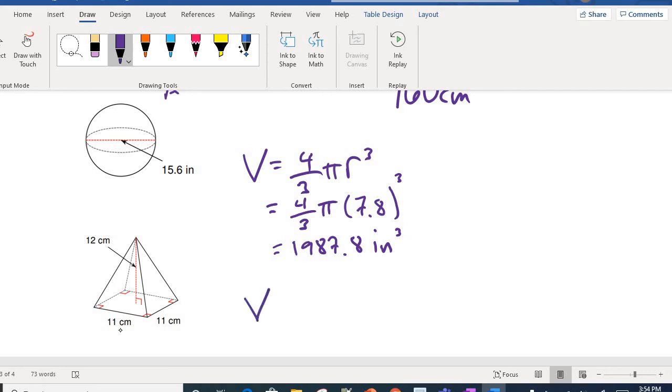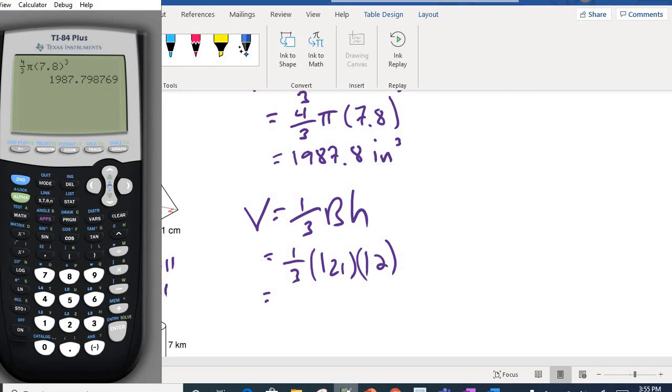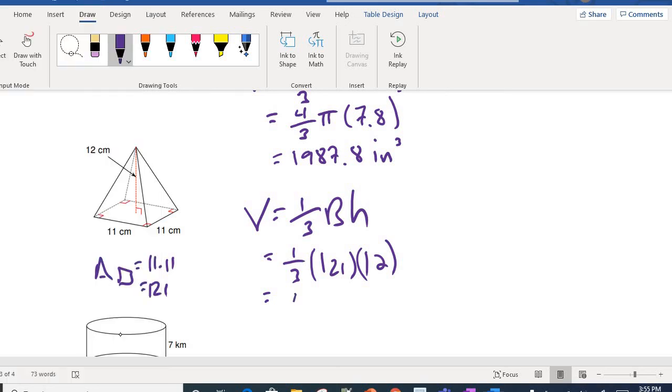The volume of the pyramid, this one had the third, 1/3 capital BH. So we have to find the area of the base. Well, keep in mind that the area of the square would be 11 times 11, which would be 121. So that's going to go in for the area of the base, and then the height of the pyramid is going to be 12. So it's going to be Alpha Y equals 1/3 times 121 times 12, and that should be 484 cubic centimeters.